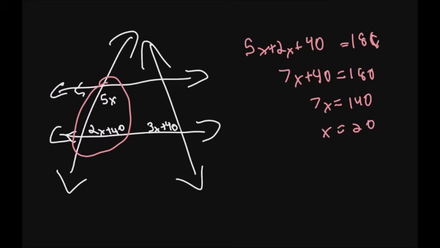So I have 5 times x, so that would be 5 times 20. So 5 times 20 would be 100. Next I got 2 times 20 is 40, plus 40 is 80. To do that third angle there, I do 3 times 20, which is 60. And then 60 plus 40 is 100. And then if I wanted to find this angle down here, let's call it angle 1. Well, if I know that the 2x plus 40 angle is 80, it has to be supplementary, so that angle 1 would have to be 100.